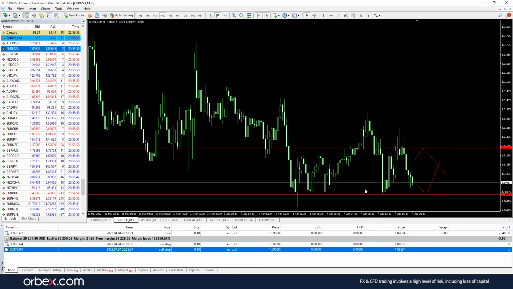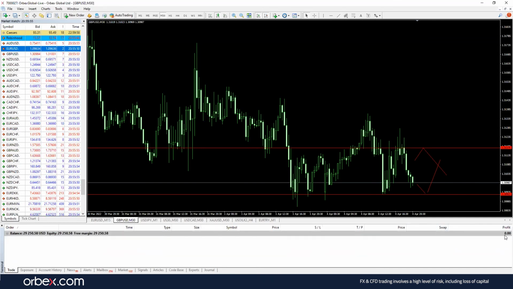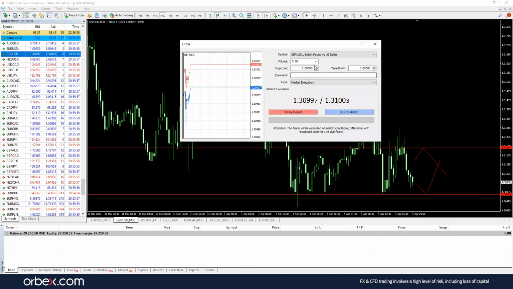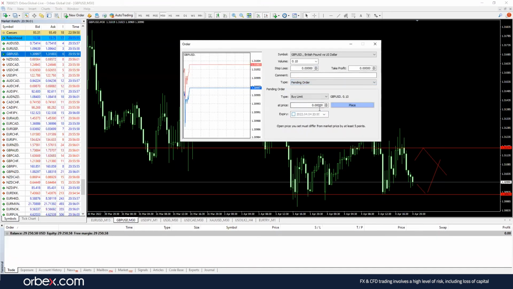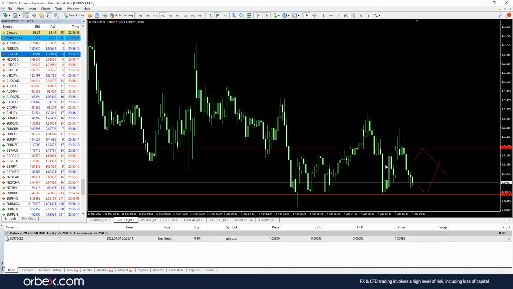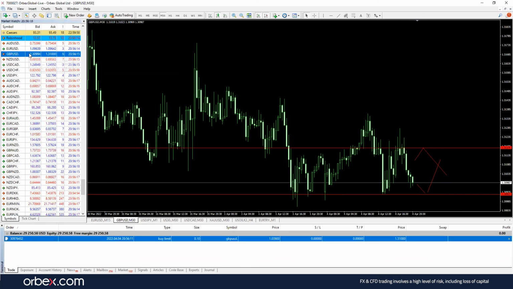So it's a little bit confusing at first, but if we just close these pending orders here, it's a little bit easier to see. So for cable, again, pending order, I'm going to go to buy limit. I have to place this below the bid line currently. So where I had it currently, 1.3090, and there we go. It's letting me open that because it's below the bid line.